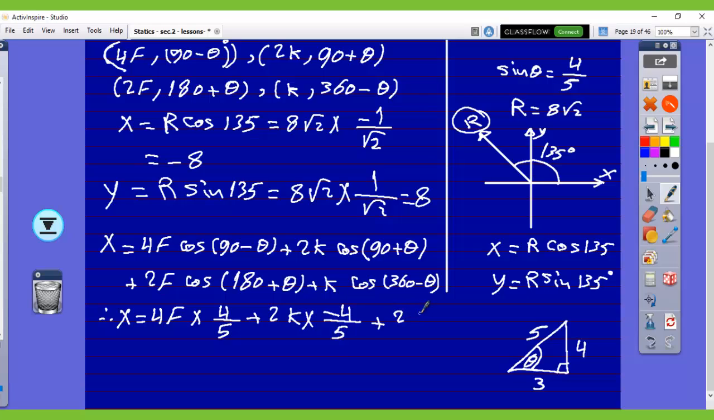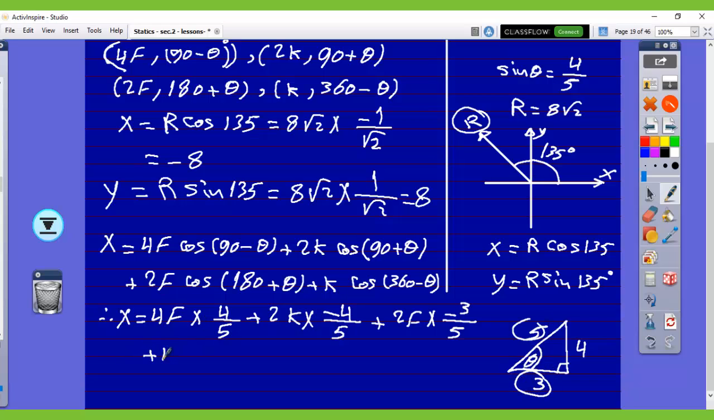We have 2f multiply, it is the third quadrant, it will be negative cosine theta, 3 over 5. Cosine 180 plus theta, its sign is negative. Why? Because this angle's terminal side lies in the third quadrant, so cosine is negative. Cosine 180 plus theta equals negative cosine theta, and cosine theta equals 3 over 5.